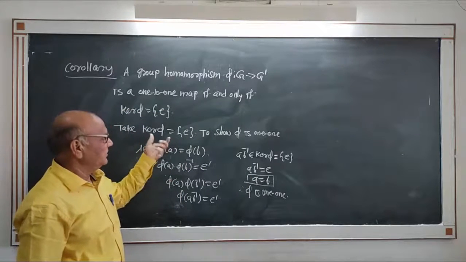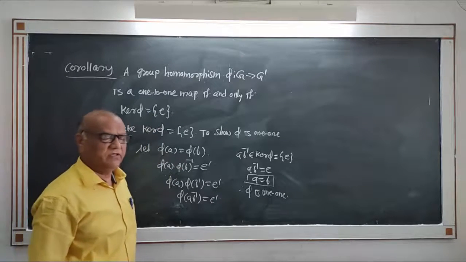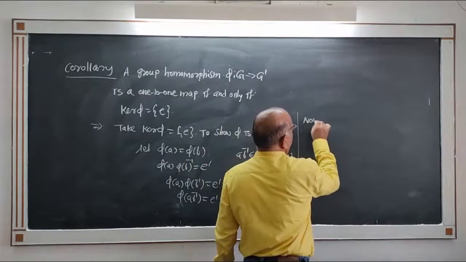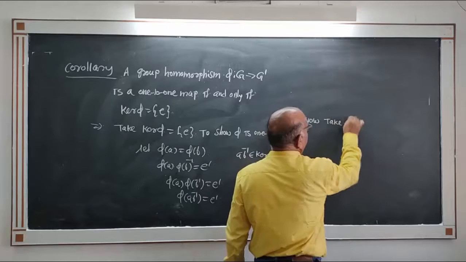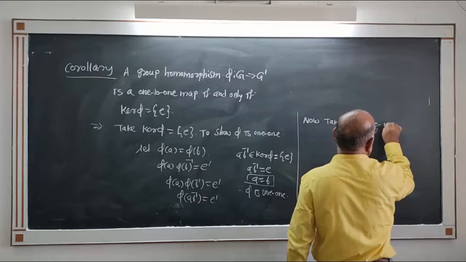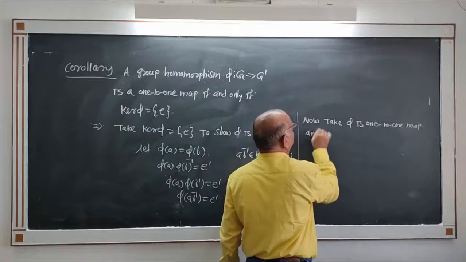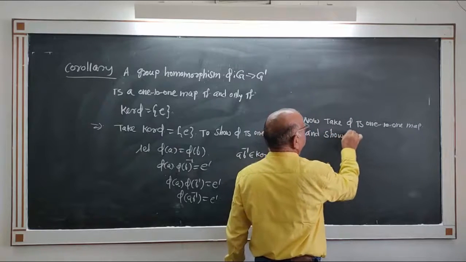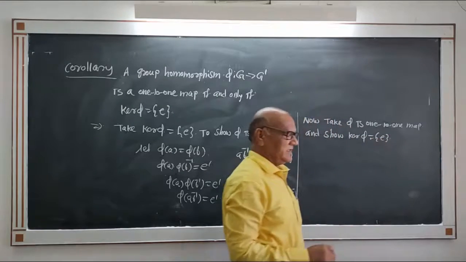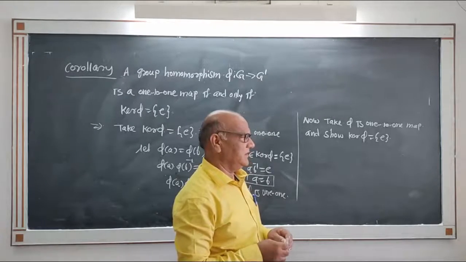Conversely, if phi is one-to-one, then kernel phi contains only a single element. Now take phi as a one-to-one map and show kernel phi is equal to singleton E.